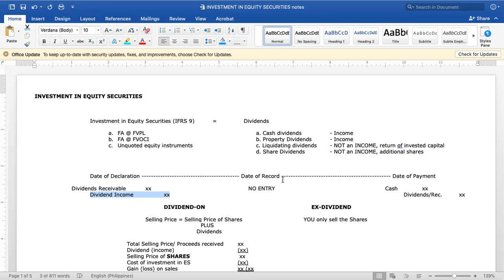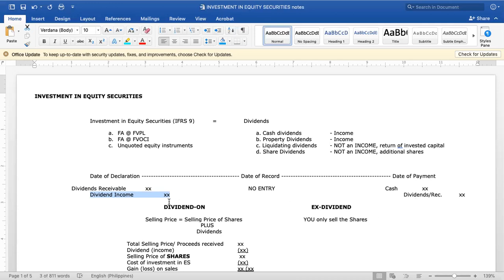On the date of record, no entry is required because we just list the names of the shareholders who will qualify to receive the dividends. And on the date of payment, of course, settlement. So this time, we receive the actual, di ba? Or if cash ang gihatag sa atoa as dividend, so we receive the cash. So that's debit cash, then we credit the dividends receivable account.